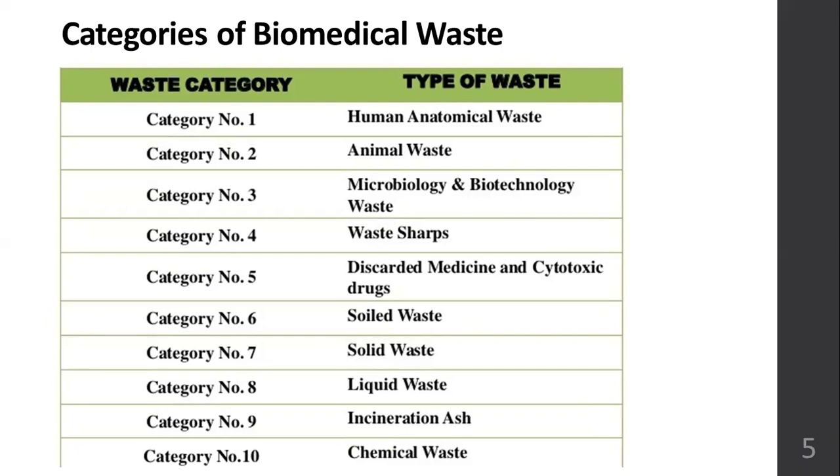Category 6 is soiled waste like linen, bed sheets, anything that has become dirty through patient contact. Patient fluids that have been in contact with any articles or equipment come under soiled waste. Usually clothes and textiles come under this category. Category number 7 is solid waste, which is not liquid, which can undergo autoclave or any treatment. And category 8 is liquid waste from the laboratory.